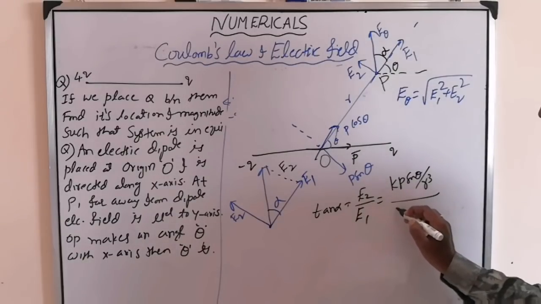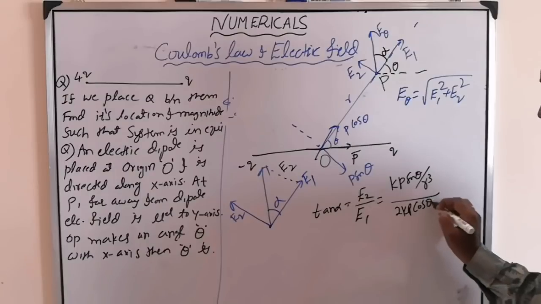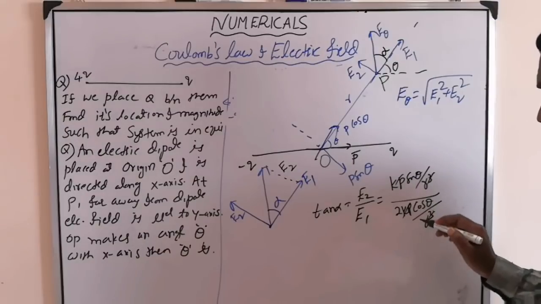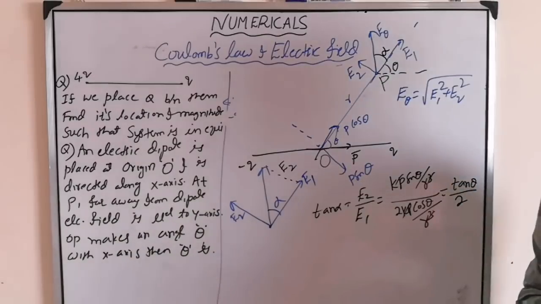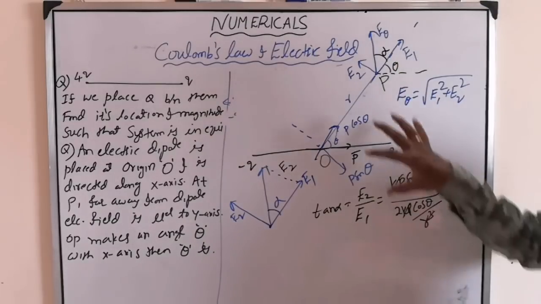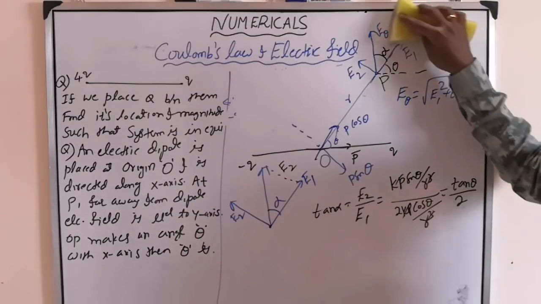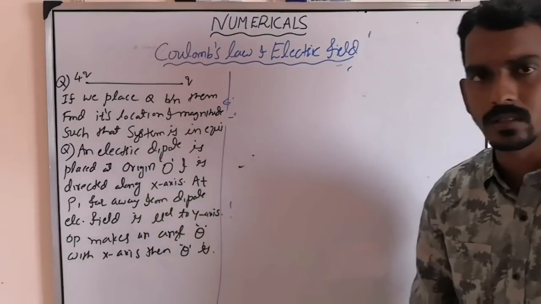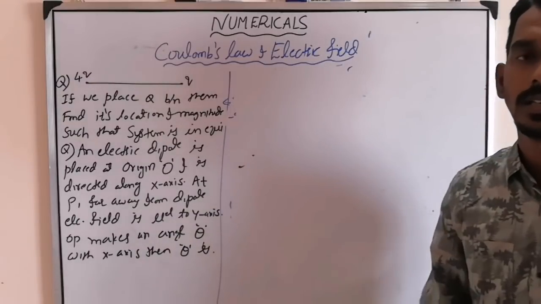And E1 is 2kp cos theta by r cube. So kp and r cube cancel. So sin theta by cos theta is tan theta, divided by 2. So this is the relation between alpha and theta. This is what we have discussed already. Now the same question is given, but if you know this thing, you can solve the question very easily. These things are not necessary to solve this. I am just reminding you of everything we have done, because if I explain directly, you will say we did not understand.